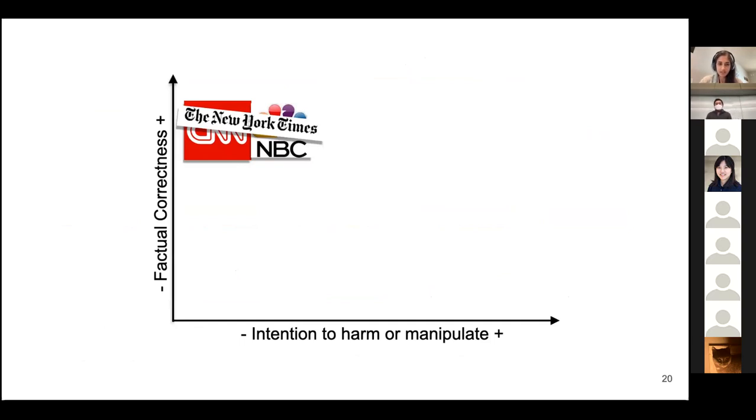So one way that we can characterize news content is in terms of its factual correctness and its intention to harm or manipulate. So in the top left, we have mainstream media outlets, which usually at least aim to be factually correct, and usually are not aiming to harm or manipulate readers, at least in comparison to other sources. Down in the bottom left here is content that is not necessarily factual, but also really isn't about harm or manipulation. So we have things like political satire. It's not factually correct, but it's intended to provide humor. It's not intended to be manipulative.